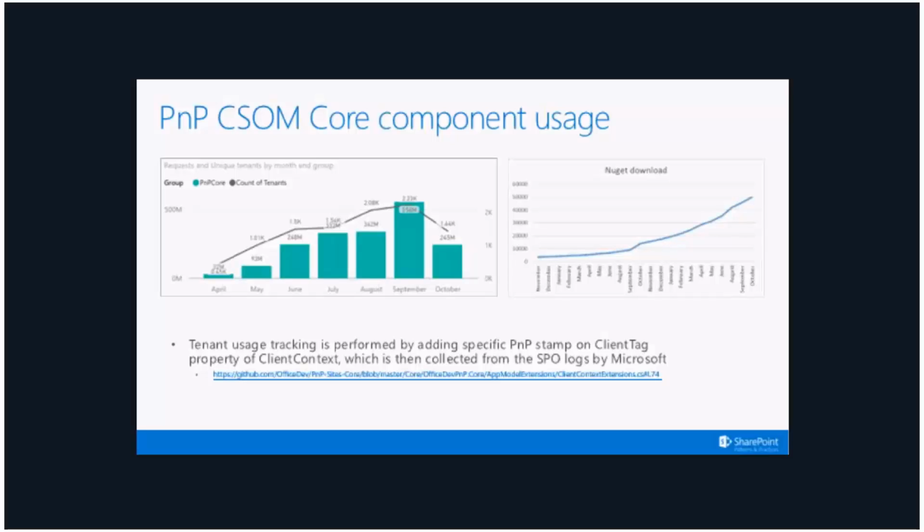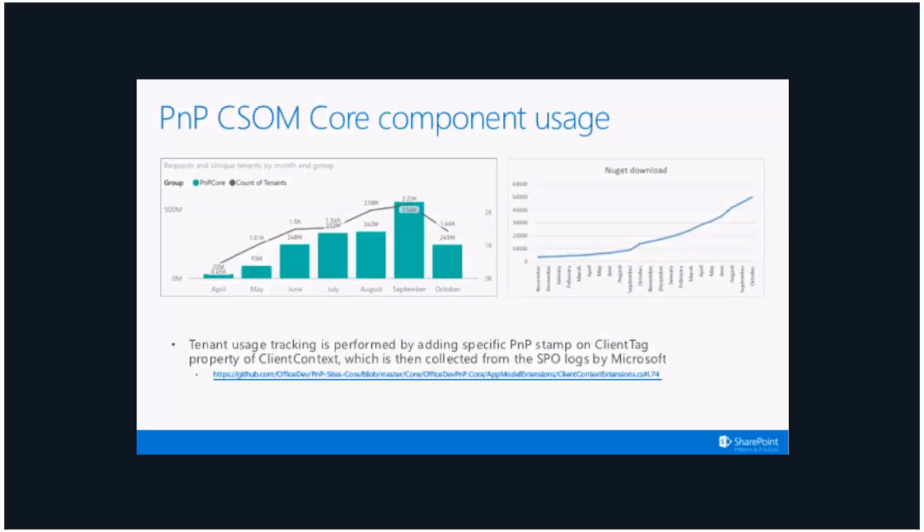And the NuGet downloads are growing quite steady as well, so that's understandable from that perspective. If you're wondering how we do this tracking, the PMP is owned by SharePoint Engineering, and we have access to the SharePoint Online logs on the server side. So what we do is add a PMP stamp to a client tag property in the client context, which we then collect from SharePoint Online. We're not collecting any other information, and you can have a look at how this works within that link.